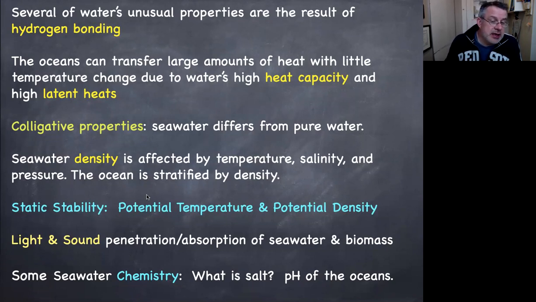The static stability is something that we'll see is derived from a concept of the potential temperature or the potential density. And the static stability says if you had dense stuff on top of light stuff, so not stratified by density, it would actually overturn. It would be unstable. So the fact that the ocean is stratified by density from light to dense means that it is stable. The other interesting thing that comes out of this whole story is that the light and sound penetration of seawater has a lot to do with these properties. The sound speed in particular is a function of the temperature, salinity, and pressure.